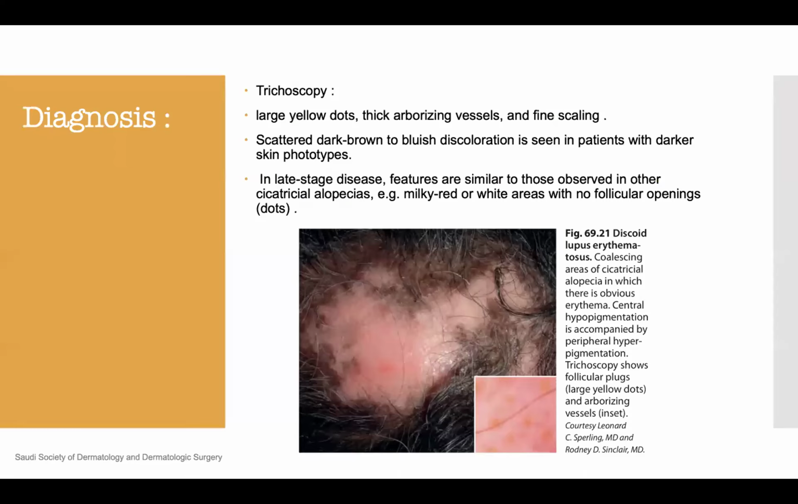Diagnosis: through trichoscopy, what we can see is yellow dots, arborizing vessels, and fine scaling, as we can see here. In the later stage, we can observe something called a milky red-white area, with no follicular openings, as we saw in lichen planopilaris. Clinically, there are areas of hypopigmentation surrounded by areas of peripheral hyperpigmentation, an erythematous plaque, a little scaling, and of course, a scarring alopecia patch.